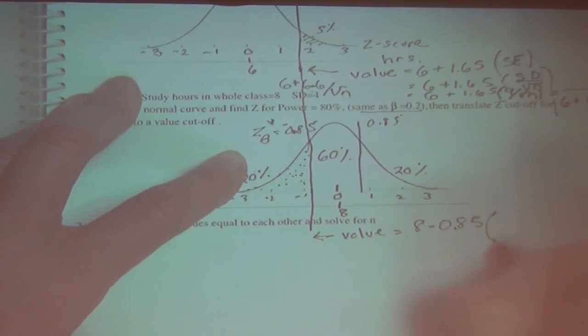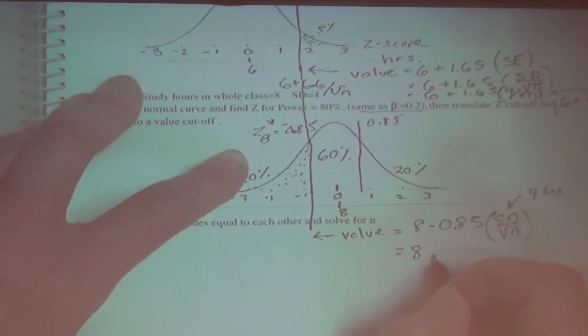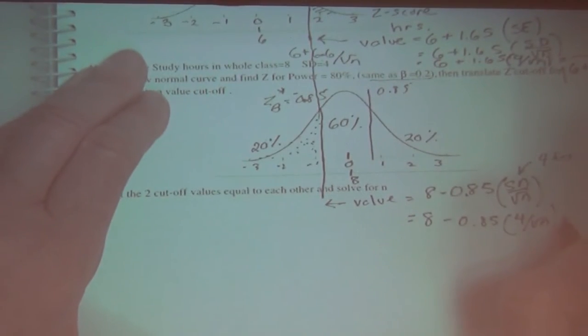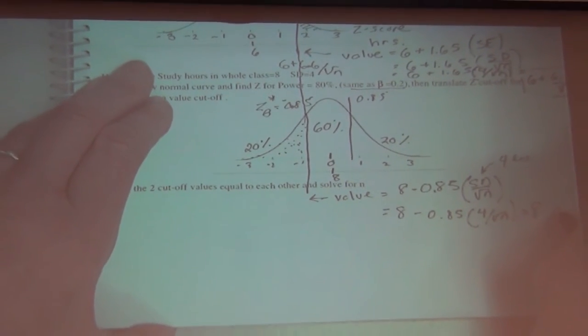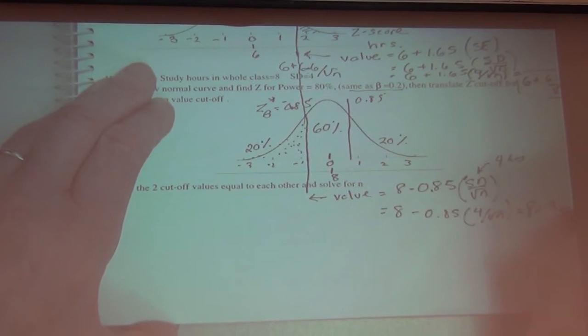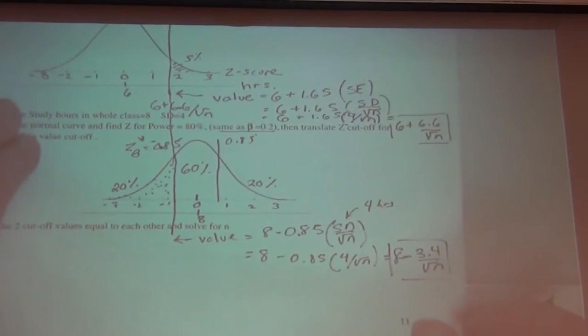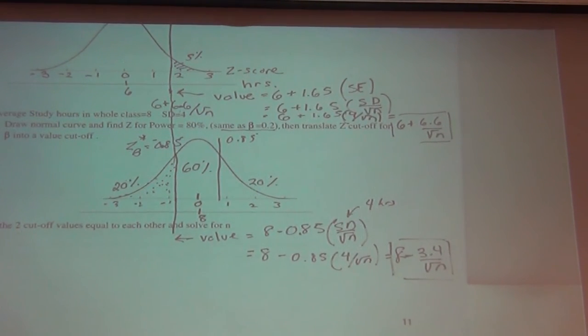0.85 times SD over root n, over our standard error. And we know that the SD is 4, so we're going to plug a 4 in there, 4 hours. So we have 8 hours minus 0.85 times 4 over the square root of n. So that works out to be 8 minus 3.4 over the square root of n. So we have these two values. Sorry about that. Okay, does everybody understand? Questions so far?